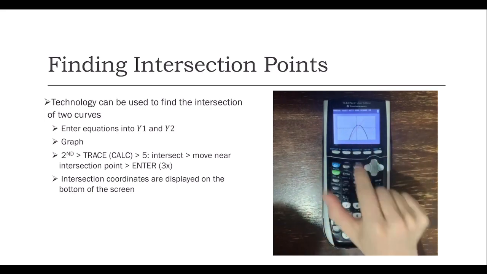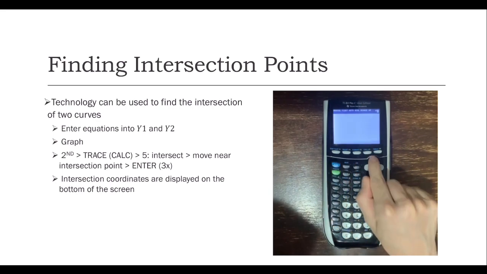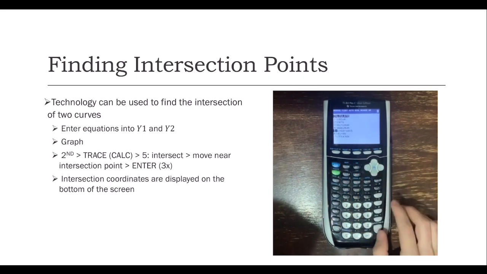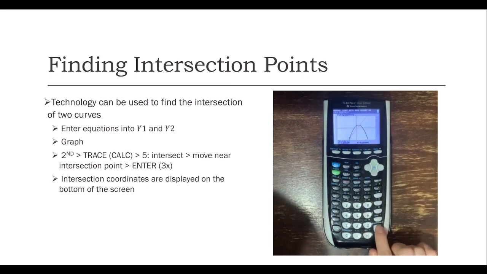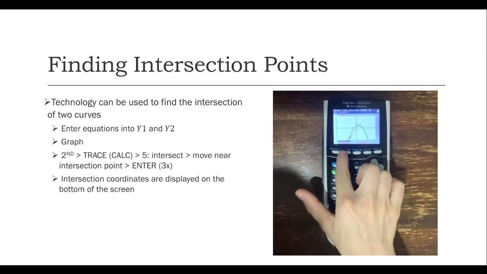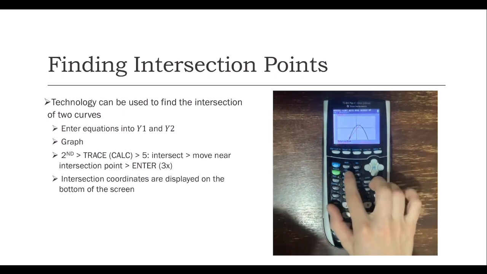So to figure out what those intersection points are, we'll click Second, Calc, and go down to Intersect, and click Enter. And then to find this one, we'll move our cursor close to that first intersection point, and then we'll click Enter 3 times. So the intersection here is x equals negative 3.6, and y is negative 8.3.